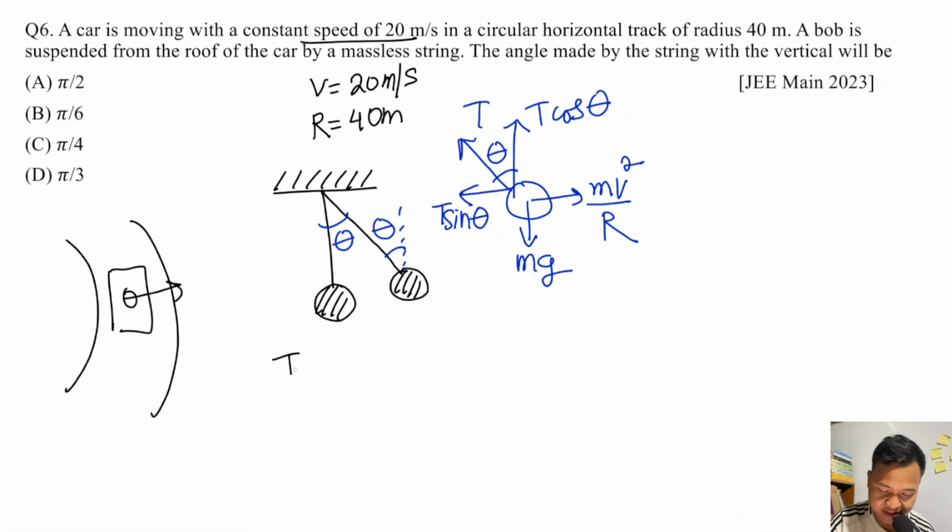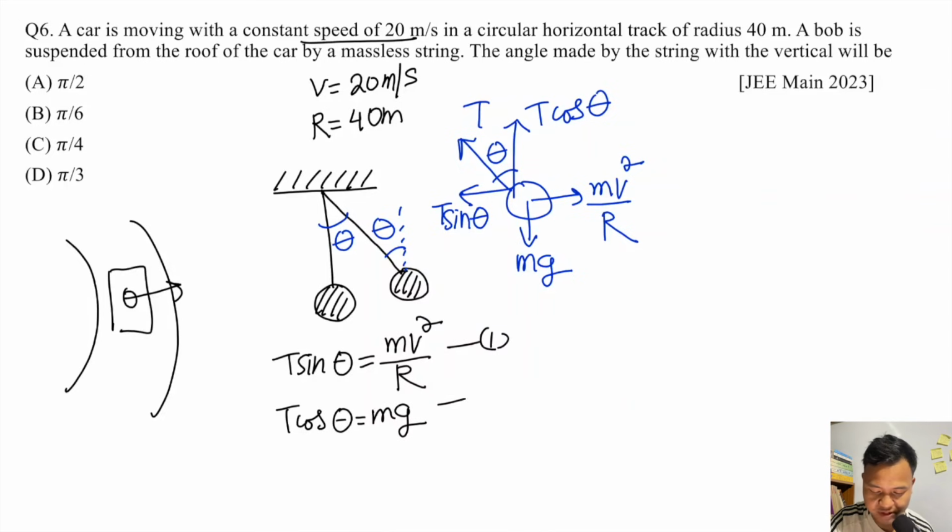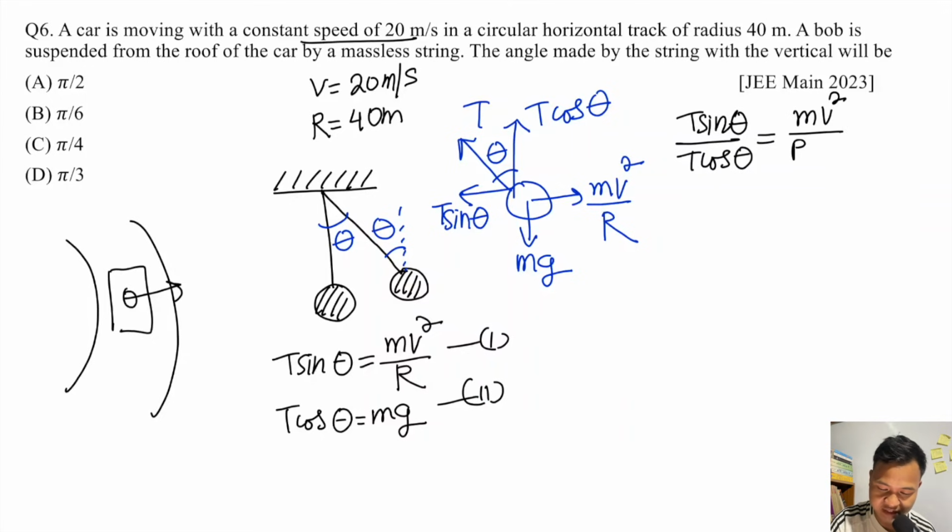So directly I can write, T sin theta should be equal to mv square divided by r, and T cos theta should be equal to mg. Okay, so equation 1, equation 2. Let's divide. So T sin theta divided by T cos theta should be equal to mv square by r divided by mg. So theta cancels out, T cancels out.